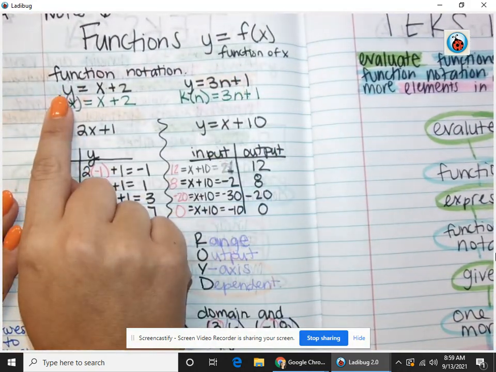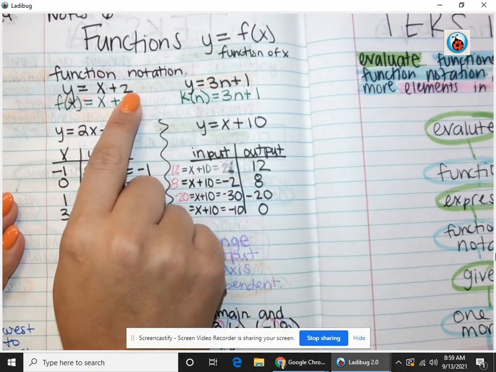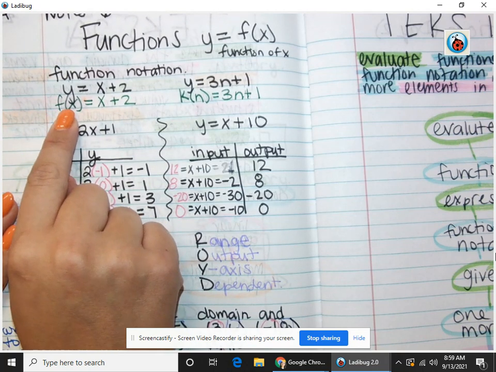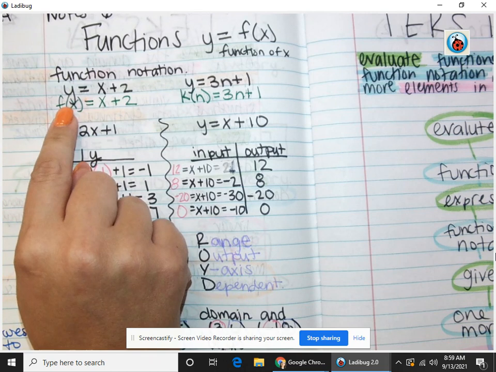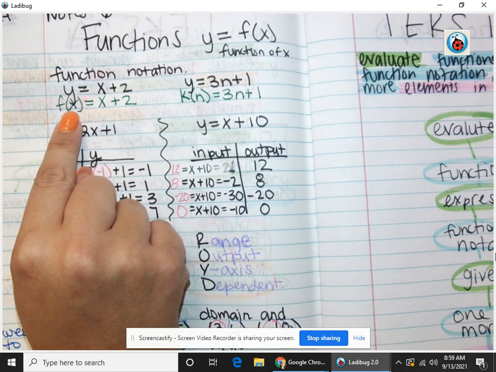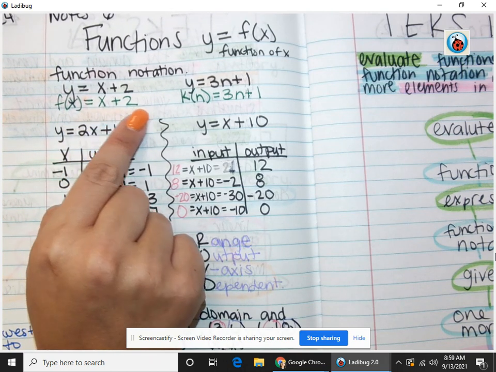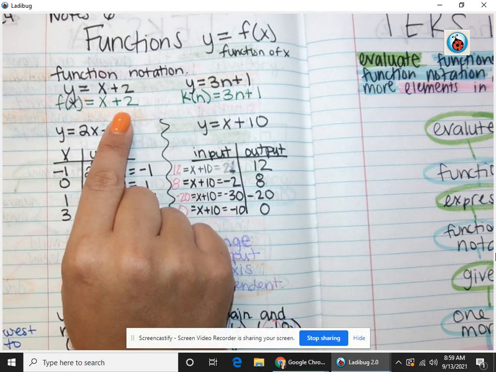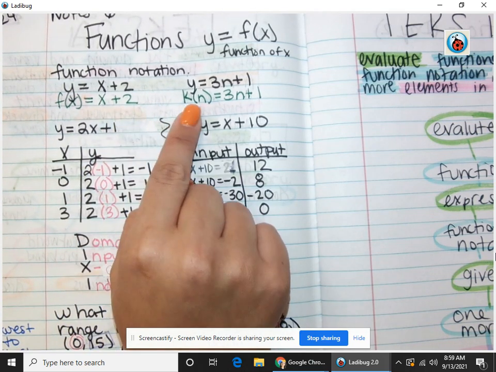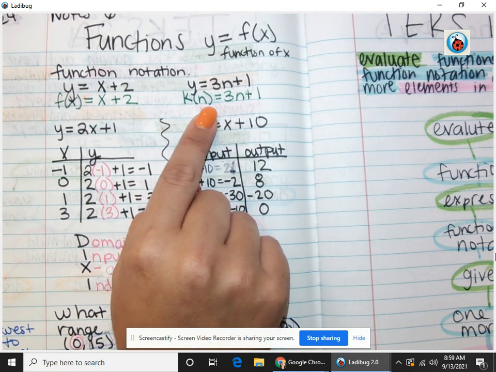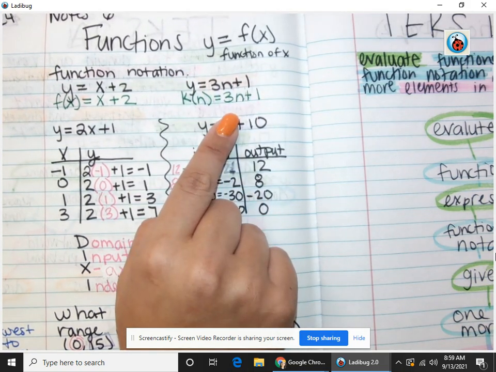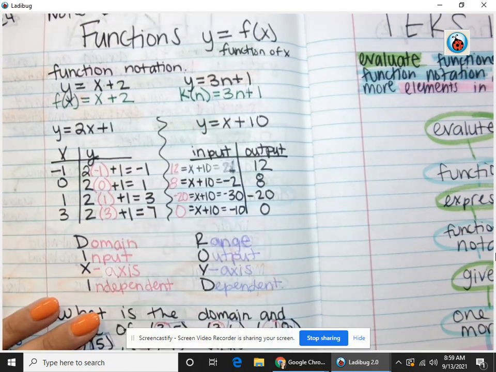Remember function notation: y equals x plus 2. When we put it in function of x, or f of x, it's f(x) equals the same problem. It doesn't change any. You can have it in any letter though. It could be g of x, or it could be k of n, like it is in this one. So it doesn't have to be specific.